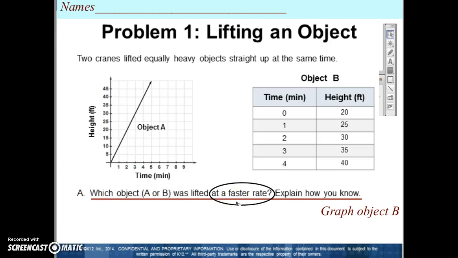So there's a lot of things we could talk about with this, but what's the faster rate? What has the greater slope? And as a little hint, if you graph object B over here, you can compare the two graphically, and you can see it. But which one's going up at a faster rate? So bring that to Class Connect, and we'll be prepared to discuss it with other students.